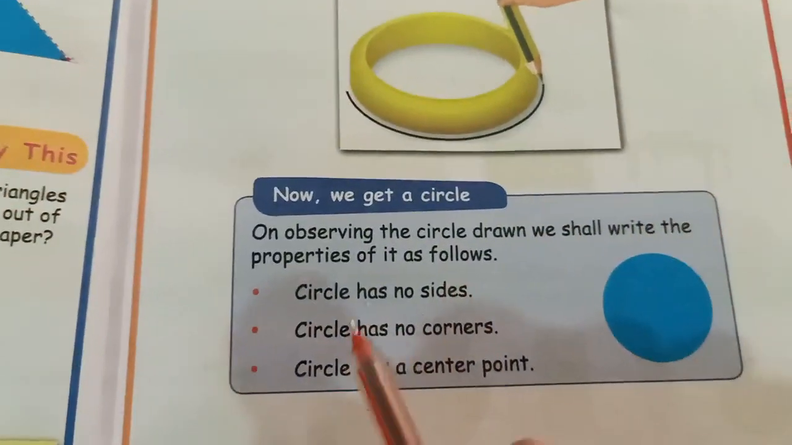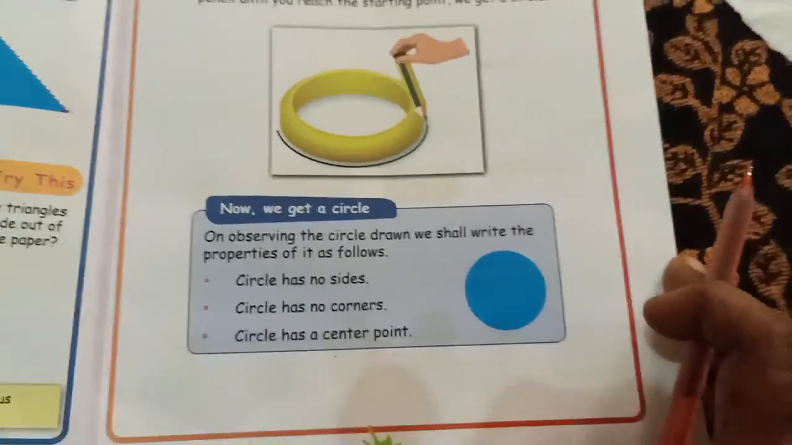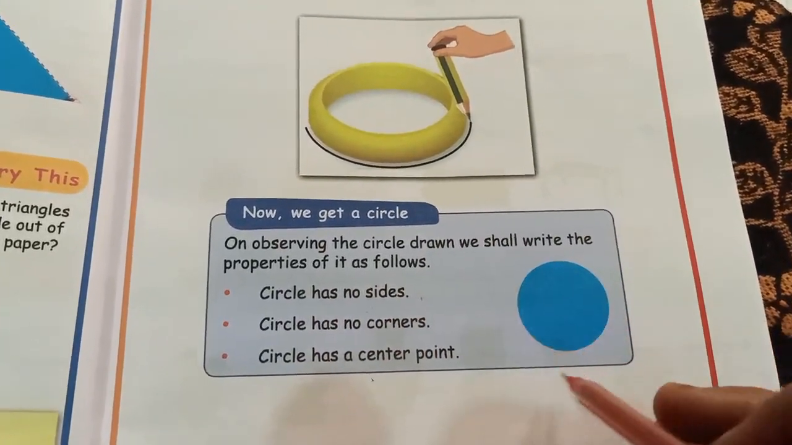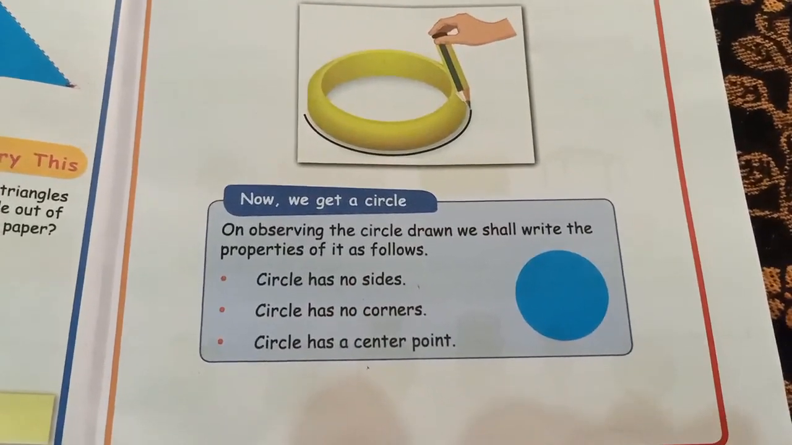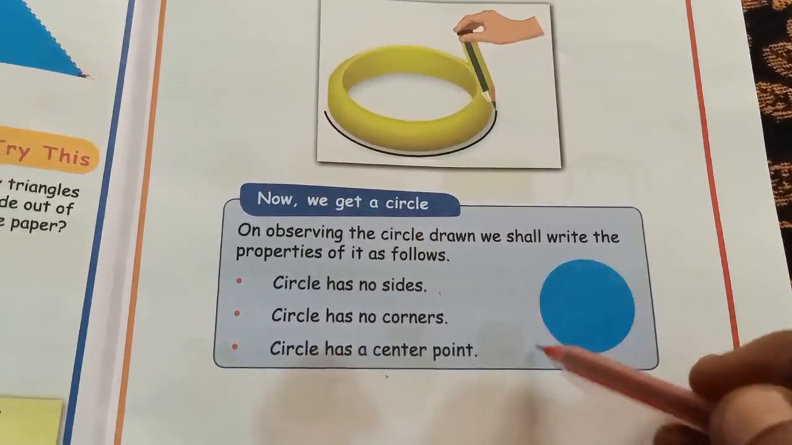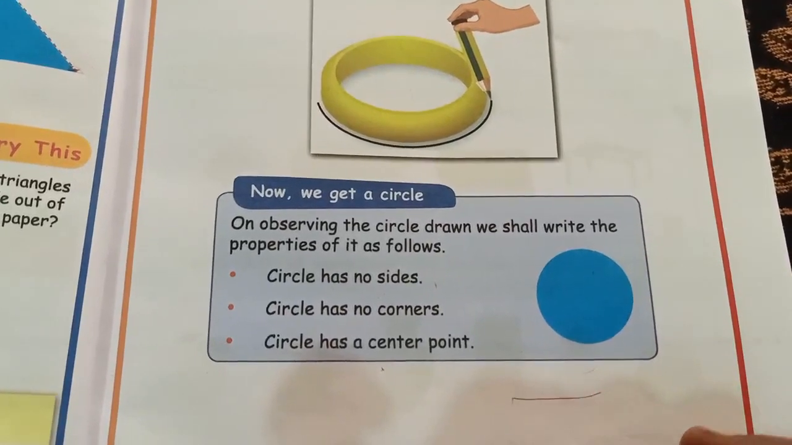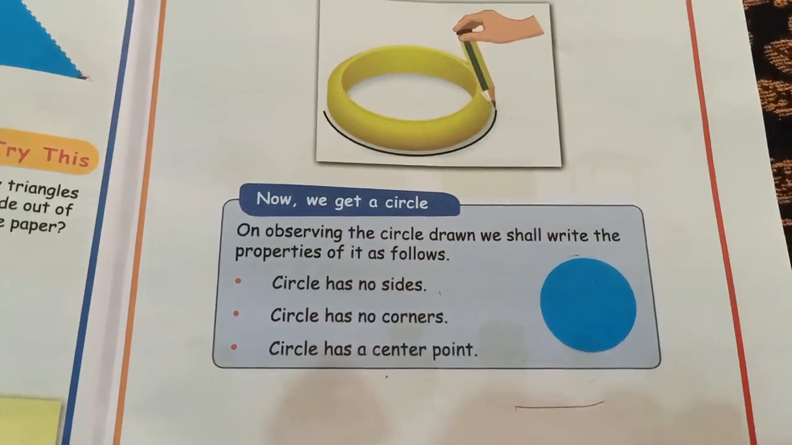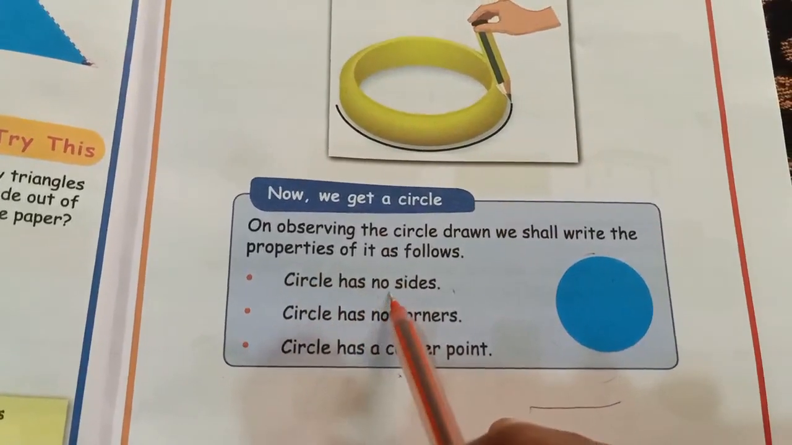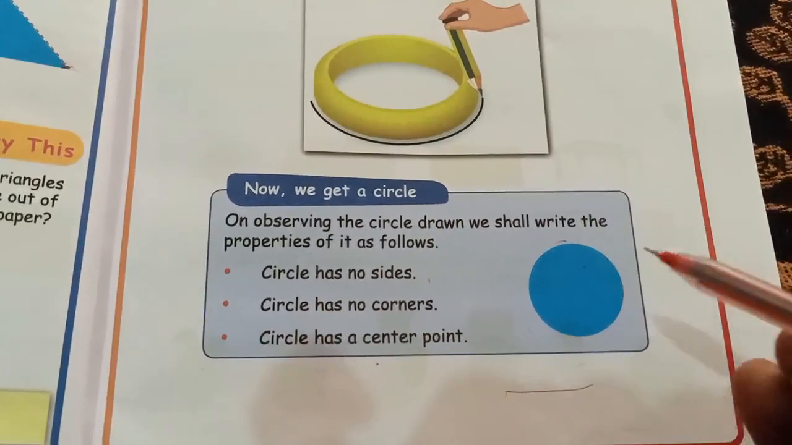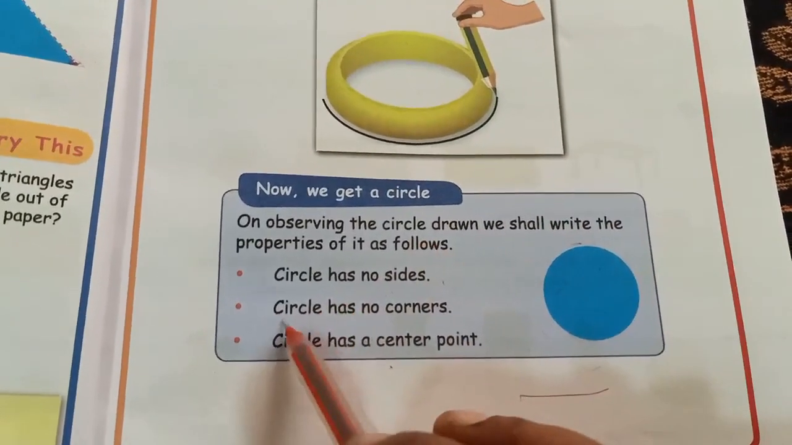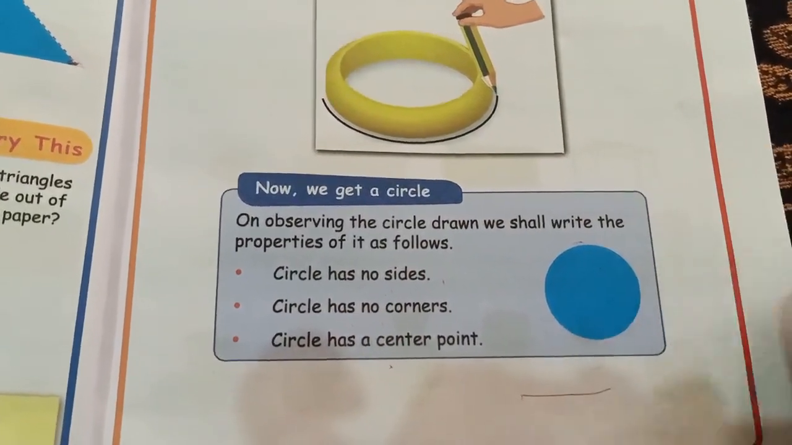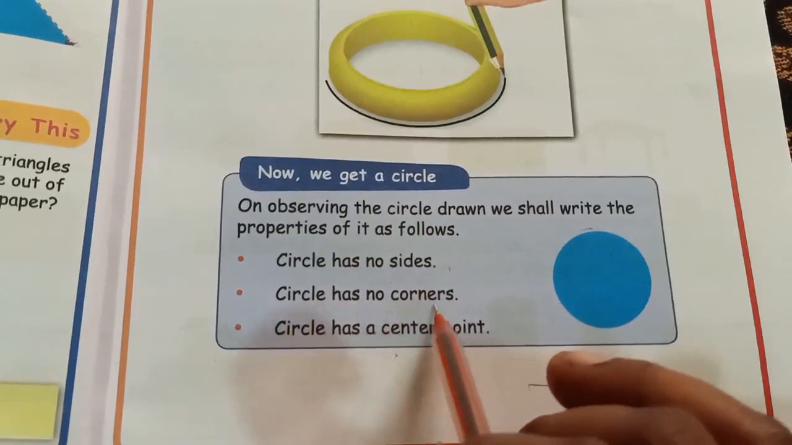Next we have the properties of a circle. Very easy. A circle has no sides. Are sides available here or not? We cannot mention the sides because it is a curved line. Only for straight lines do we mention sides. So a circle has no sides. When sides are available, only then we get corners. So the second point, a circle has no corners, because sides are not available, so corners are also not available.